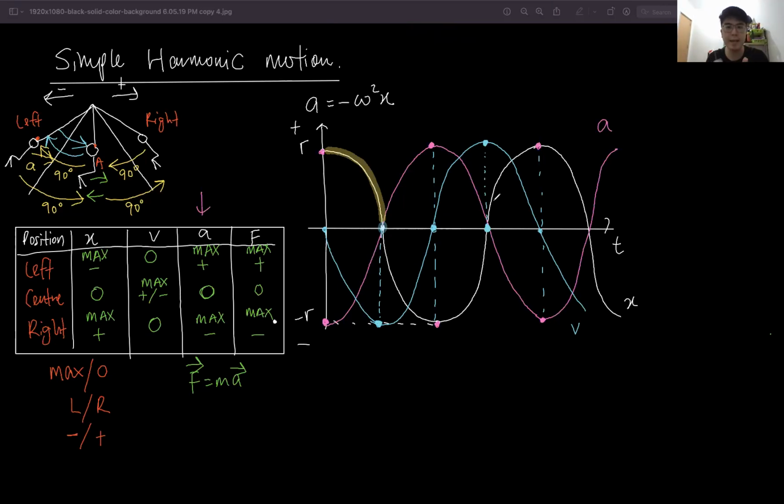Notice that now, once we have everything in one graph, the displacement is 90 degrees out of phase with the velocity. 90 degrees out of phase. And the velocity is again 90 degrees out of phase with the acceleration. What does it mean by out of phase? It's like lagging. Let me give you a perspective here.